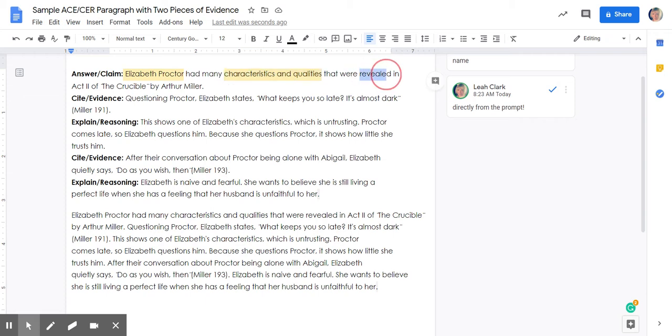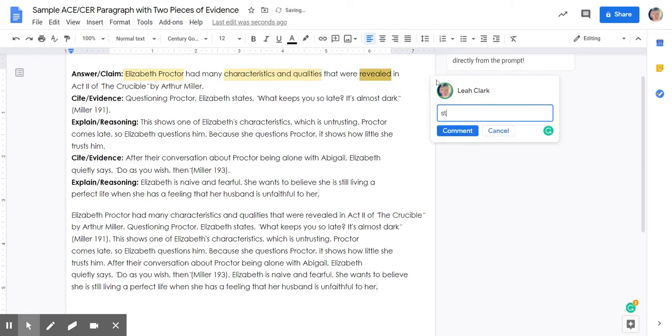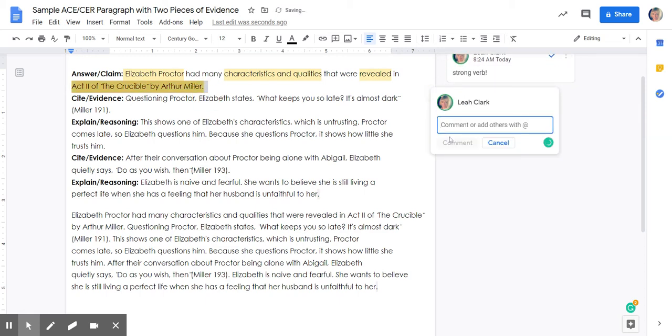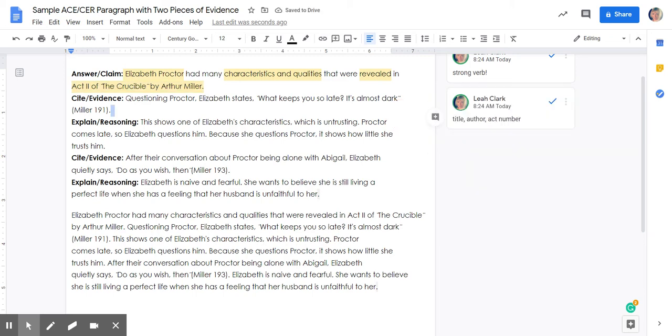We also have the word revealed. That's a strong verb, I love this word. Where did this person get this word? They got that directly from the prompt, okay? But it's a strong verb that then will show us in the rest of their paragraph, here's what is revealed or shown about Elizabeth. They also include the title, author, and the act number. We want to give our reader this information, okay, to give them that context that they need in which to understand what we're talking about.